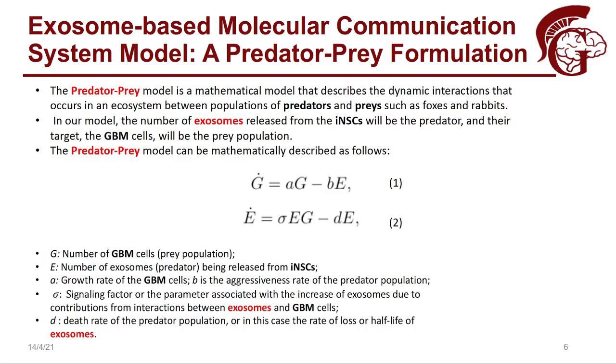A represents the growth rate of the glioblastoma tumor. B represents the aggressiveness rate of the predator population. Sigma is associated with the increase of exosomes due to the contributions from the interactions between the exosomes and the GBM cells, and the D parameter represents the rate of loss, or in this case, the half-life of the exosomes.